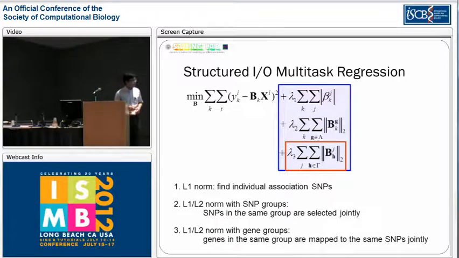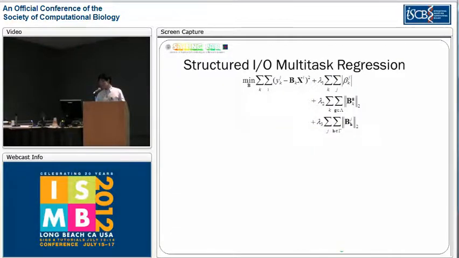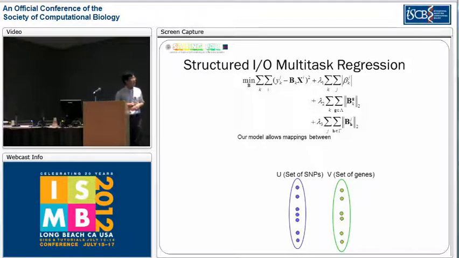And the third penalty is going to generate constraints that genes in the same group are mapped to the same SNPs jointly. Basically, these are the effects that we saw in the previous slides. But we are going to do all of this simultaneously. So if you use this model, what we can expect is as follows.